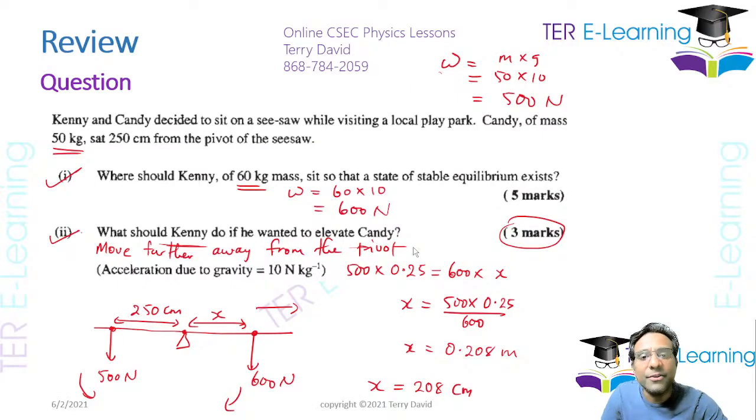And the reason for doing that is that you're going to increase the size of your clockwise moment. You need to say that as well, because you notice it's 3 marks. You can't just say move further from the pivot. If he moves further from the pivot, it means that his clockwise moment is going to increase. And therefore, because the clockwise moment is greater than the anti-clockwise moment, Candy is going to rise. So look at the marks. Don't just rush to answer questions.